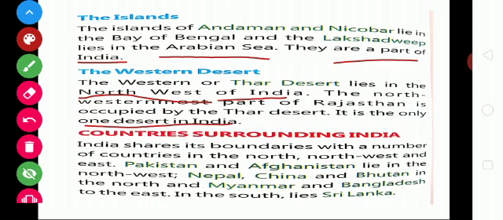Countries surrounding India. India shares its boundaries with a number of countries in the north, northwest and east. Pakistan and Afghanistan lie in the northwest. Nepal, China and Bhutan are in the north. Myanmar and Bangladesh are to the east. In the south lies Sri Lanka.